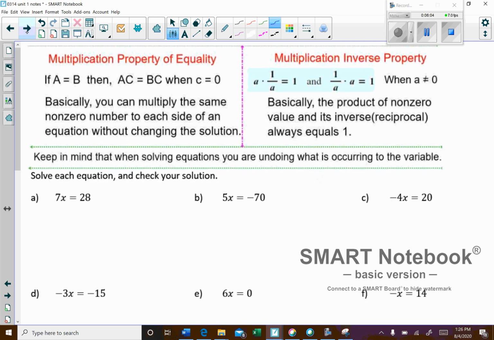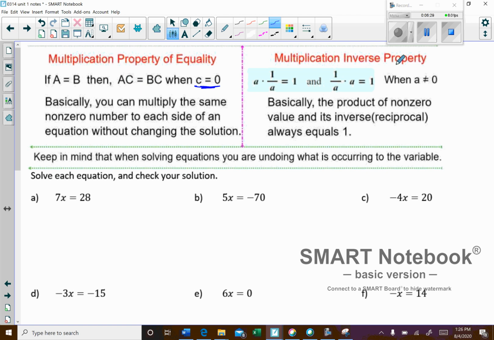Okay, the multiplication property of equality. Basically what that states is if you have A is equal to B, then you can multiply some value C to both sides as long as C is not 0, and it will preserve the equality. So C can be any value, just don't let it be 0, or else that will mess up your equality here.